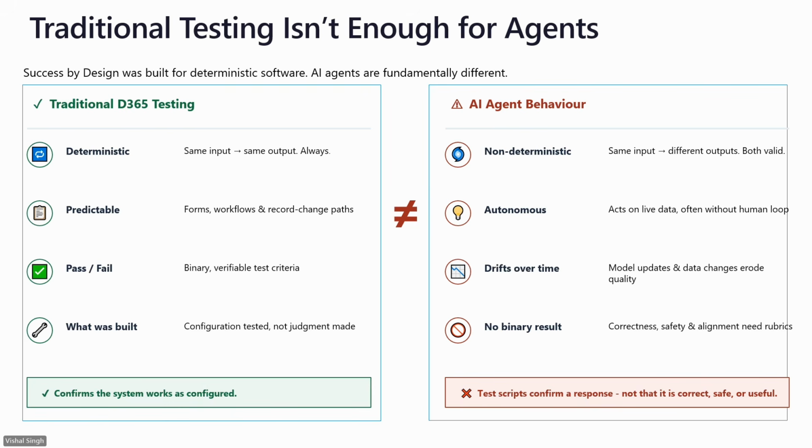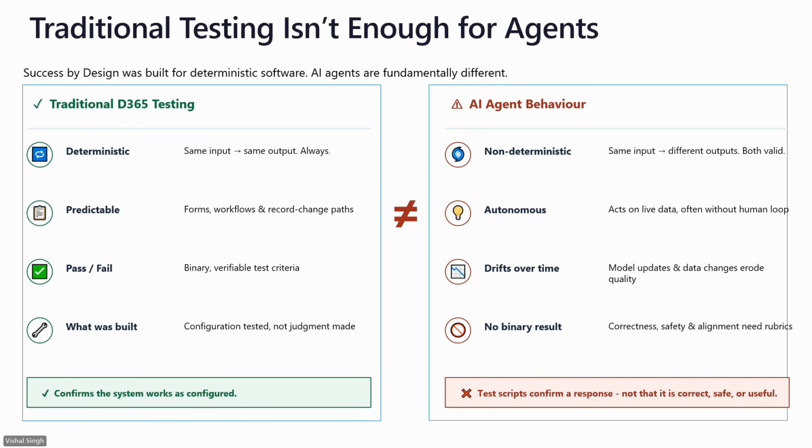Unlike traditional Dynamics 365 configuration and customization, agents make autonomous decisions. They interact with live data, interpret unstructured input, and take action in business systems, sometimes without a human in the loop. This introduces a category of risk that unit test, traditional integration test, or user acceptance testing alone cannot address.